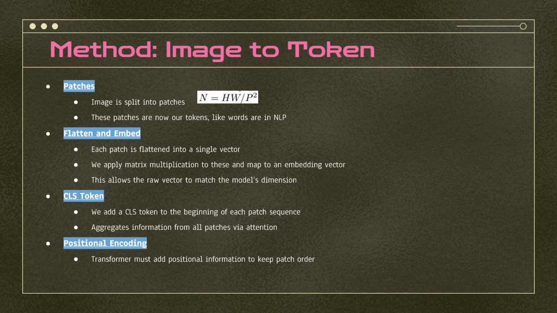Another different thing is CLS tokens. We add these special tokens to the beginning of each patch sequence, and these aggregate information from all the patches via the attention. And of course, like the others, we have to add positional encoding because we need to keep track of the patch order.